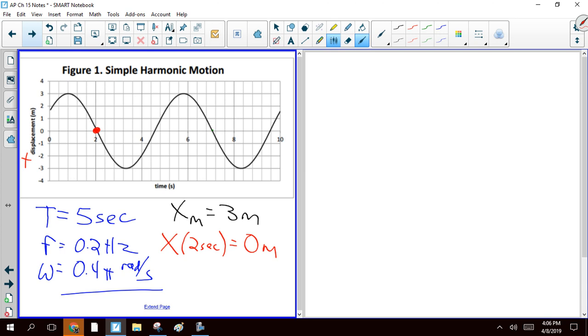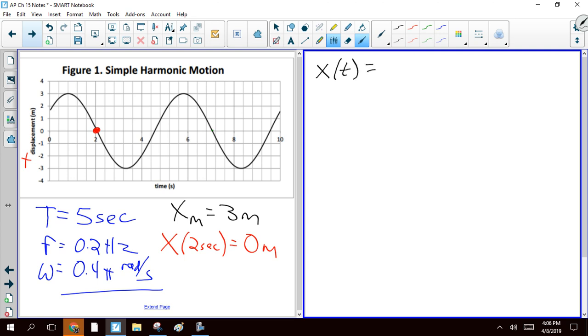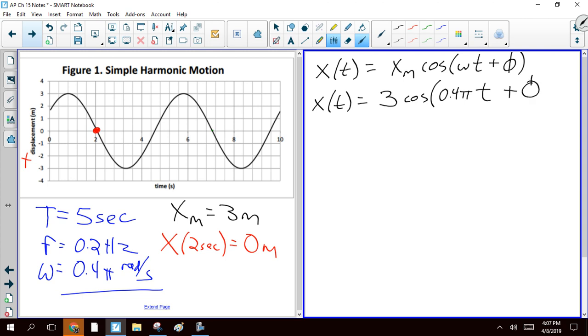So what I want to do is see if I can come up with the exact equation for this. Again, the general equation for position in simple harmonic motion is: position at time t is maximum position times the cosine of omega t plus phi. So I can plug in some of my stuff. My position at time t, I know my maximum position is 3, times the cosine of omega, which is 0.4 pi, times t, plus this stupid phi that I don't know.